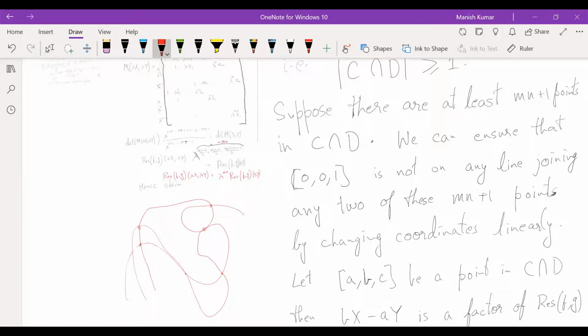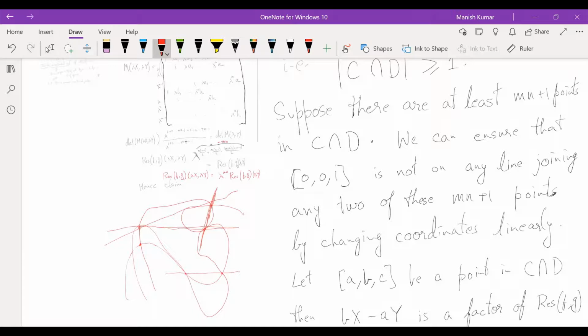So what you do is take any 2 points, and there is a unique line passing through those points. Even in the projective plane, given any 2 points, you can find a unique line passing through them. So you draw these lines for any set of 2 points. So mn plus 1 choose 2 lines will be there, some finite number of lines. Now what we want to ensure is that none of these lines pass through 0, 0, 1, and this we can ensure.